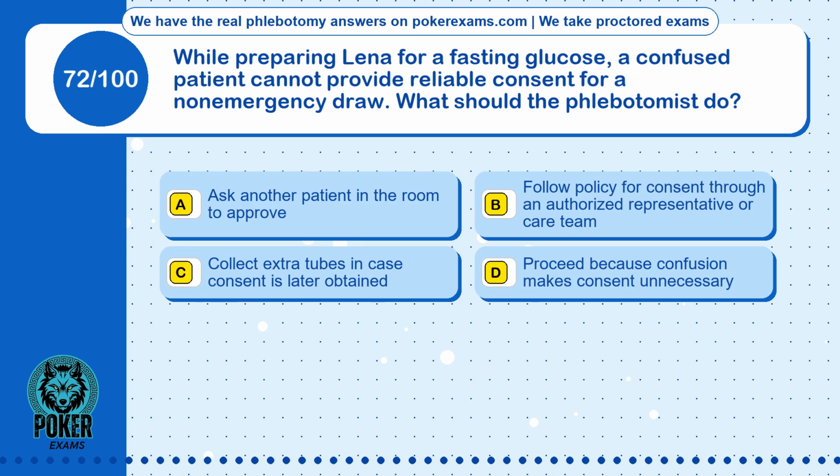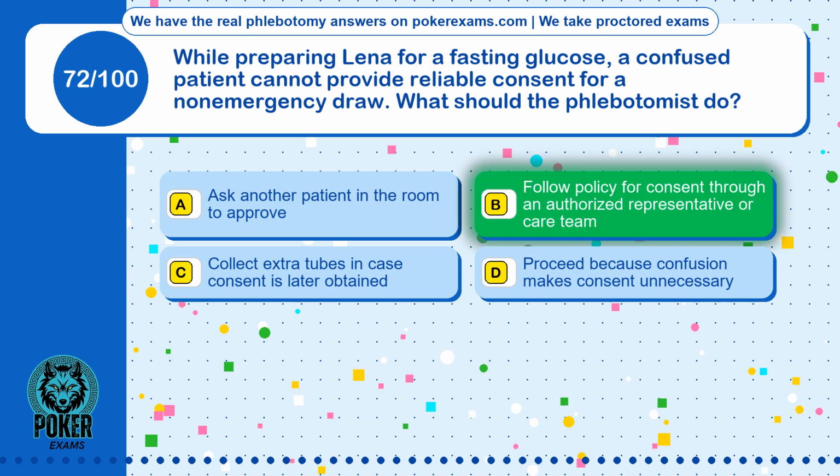Question 72. While preparing Lena for a fasting glucose, a confused patient cannot provide reliable consent for a non-emergency draw. What should the phlebotomist do? Option A, ask another patient in the room to approve. Option B, follow policy for consent through an authorized representative or care team. Option C, collect extra tubes in case consent is later obtained. Option D, proceed because confusion makes consent unnecessary.